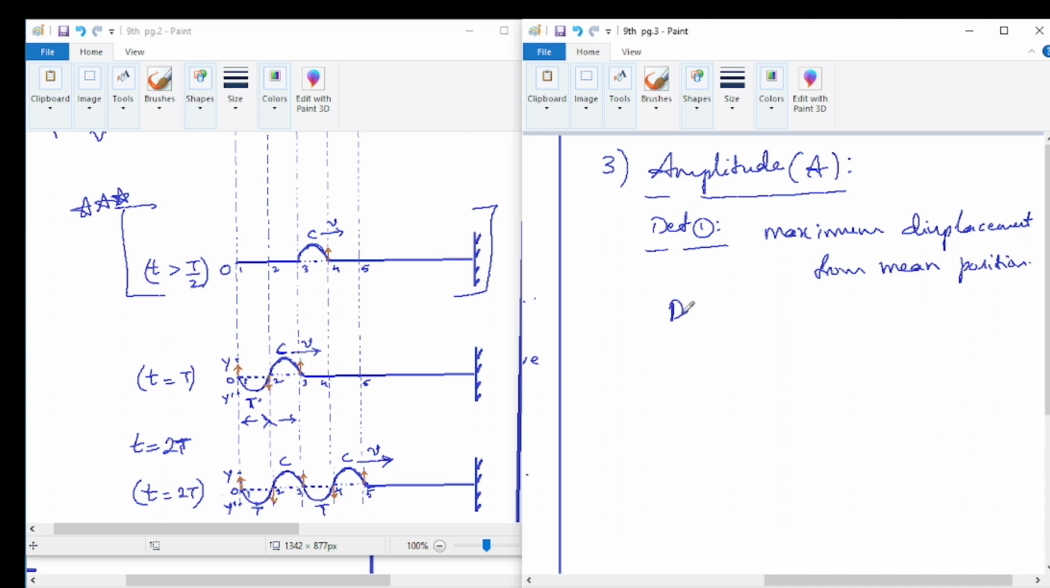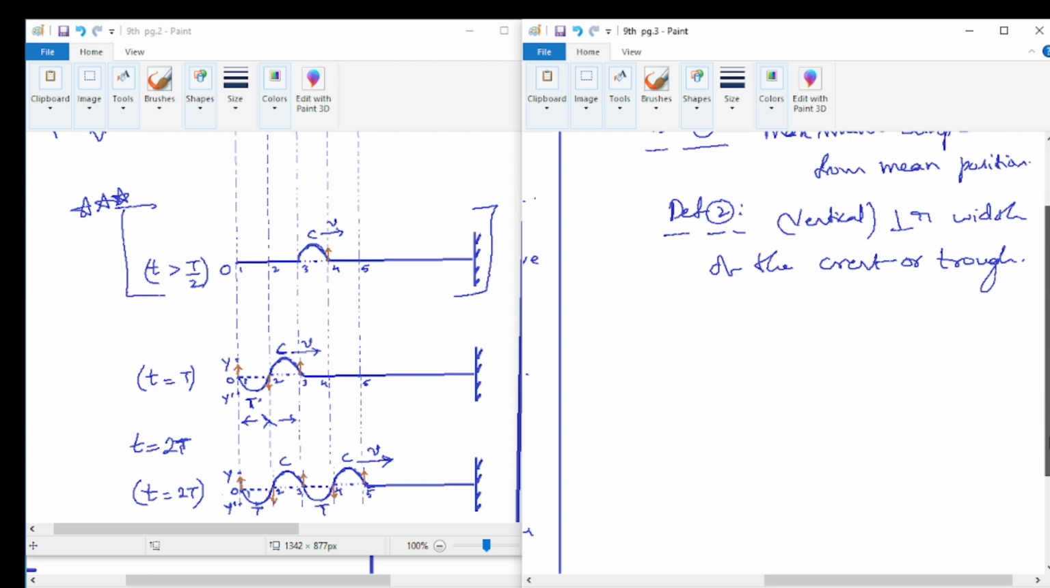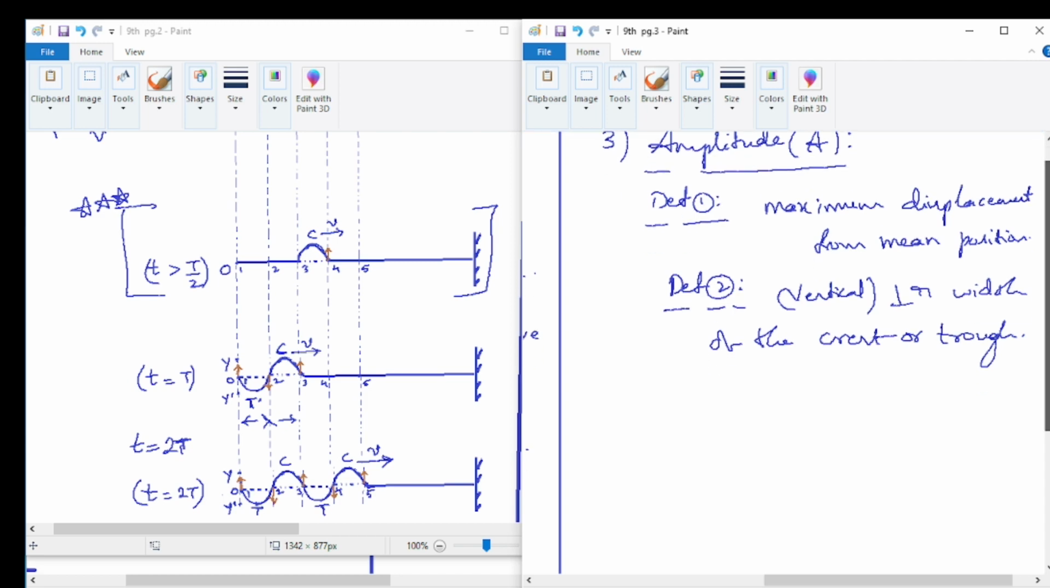What is the second definition? From the diagram, we easily get the second definition. It is the vertical, or perpendicular, width of the crest or trough. So this is the second definition of the same amplitude, in terms of wave motion. Whatever we are seeing here is simple, nowhere is there any complication.